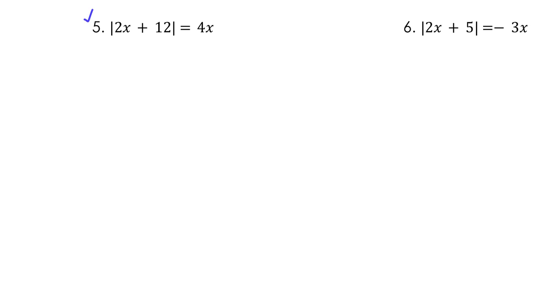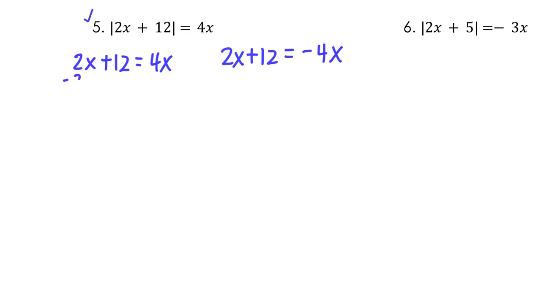We isolate the absolute value bars, which I've already done. There's nothing around it, right? There's nothing being multiplied, added, or subtracted. And then once I'm isolated, I split into 2 cases. I have 2X plus 12 equals 4X, and I have 2X plus 12 equals negative 4X. I solve. So in this case, I would subtract 2X.